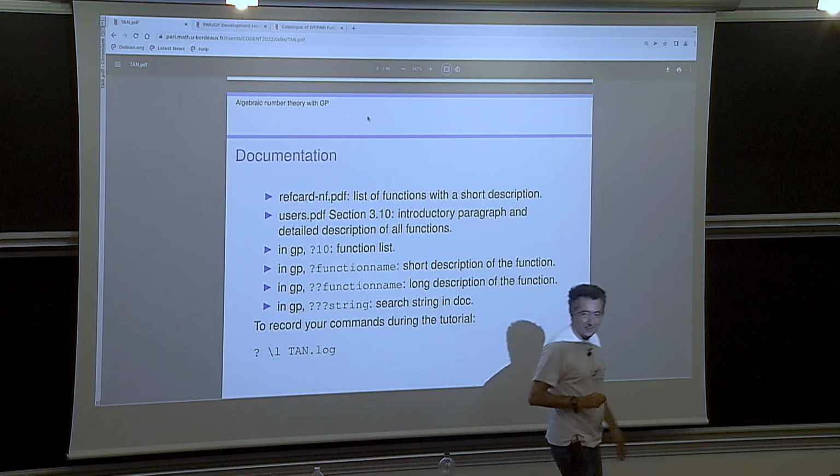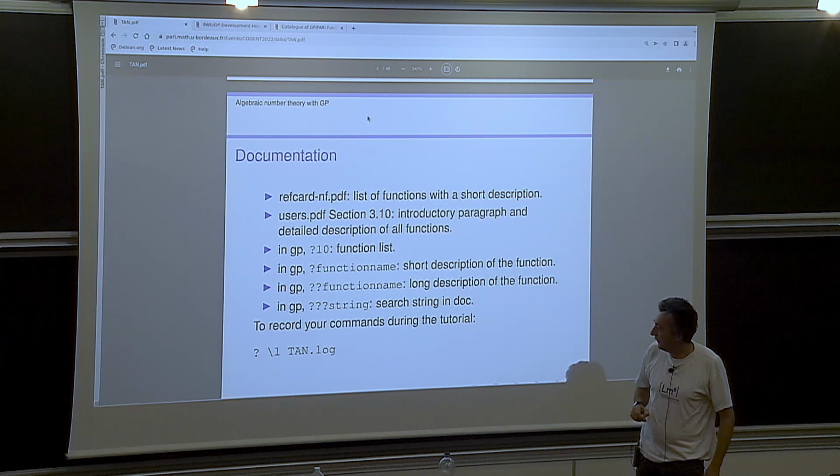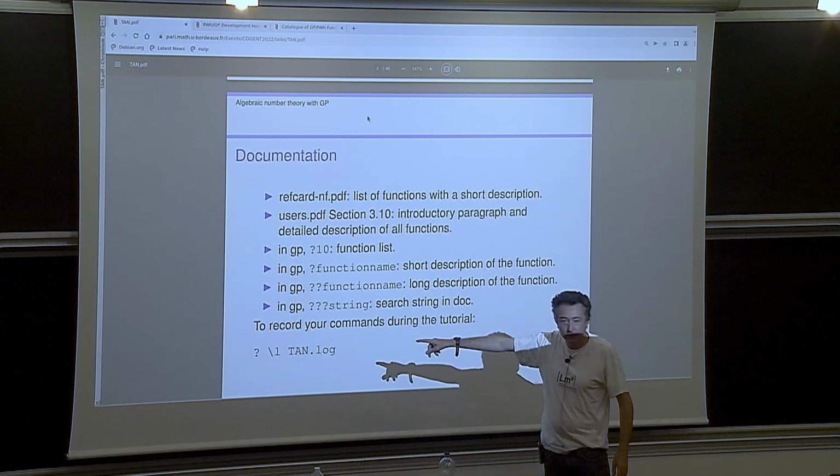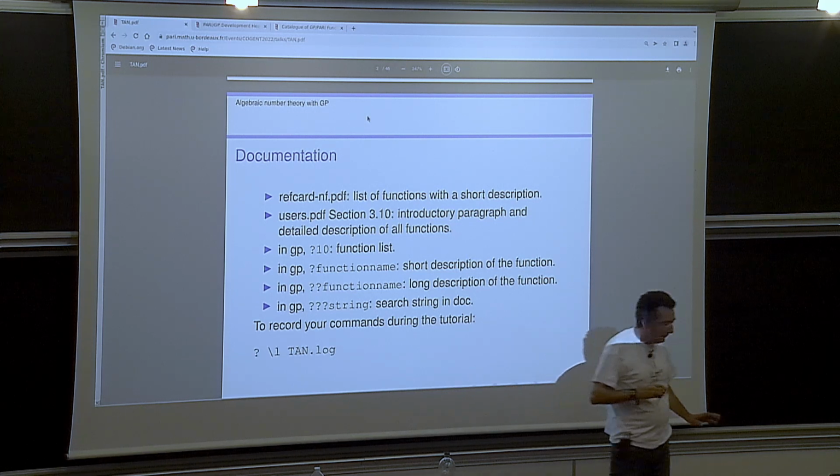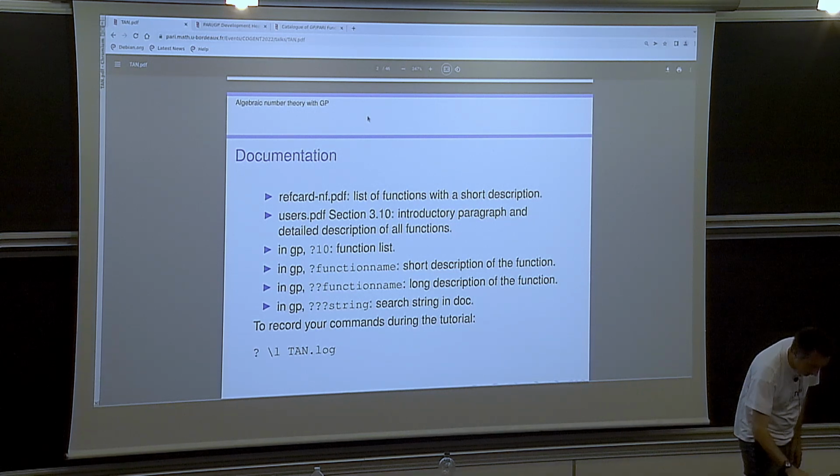\l is last command, is it? Hmm? \l is for last command? No, \l is for log. Oh, logging, okay. Backslash l is for log. Okay.